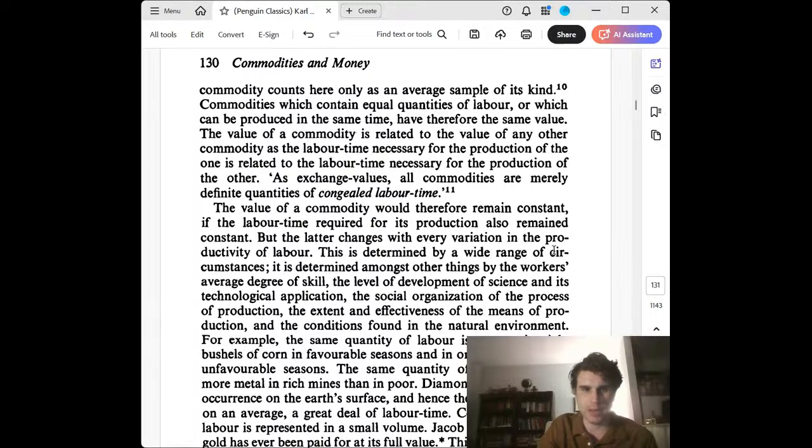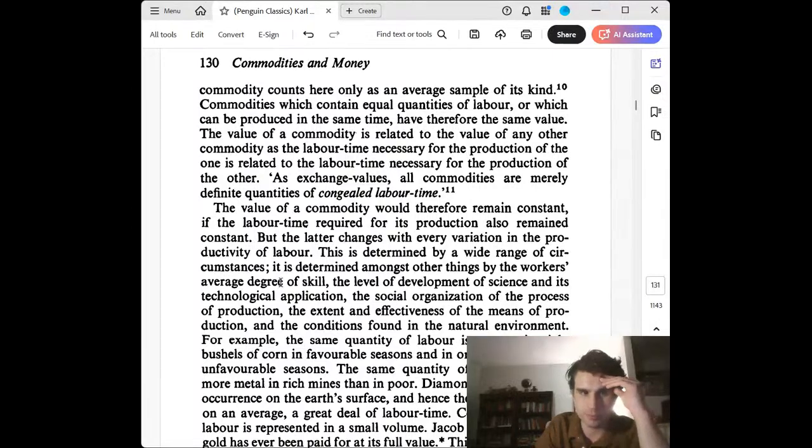This is determined by a wide range of circumstances. It is determined, amongst other things, by the worker's average degree of skill, the level of development of science and its technological application, the social organization of the process of production, the extent and effectiveness of the means of production, and the conditions found in the natural environment.